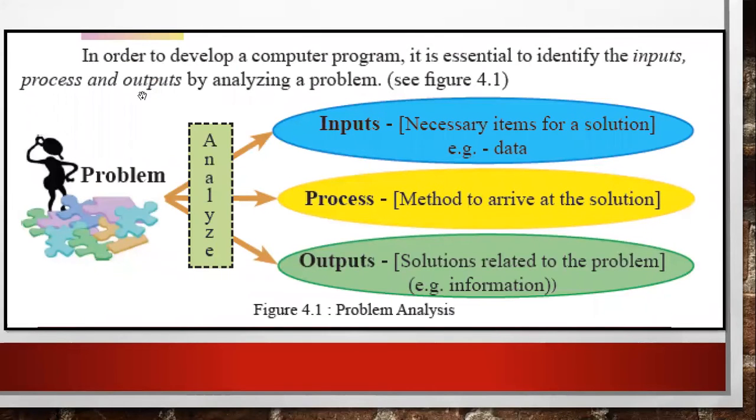Before going to another example, see this. In order to develop a computer program, it is essential to identify the inputs, process, and output. Here, the inputs mean the necessary items for a solution, for example, data. Then the process means the method we use to arrive at the solution. Outputs are the solutions related to the problem. That means information. This is the way of analyzing the problem.